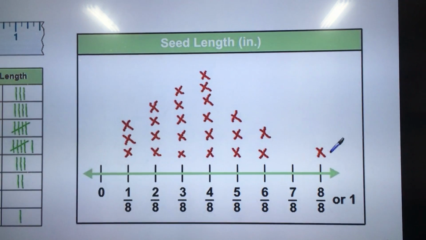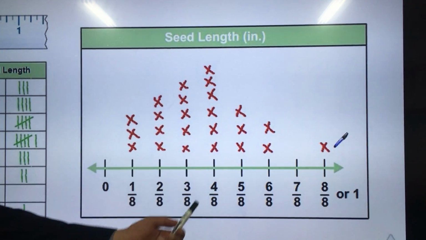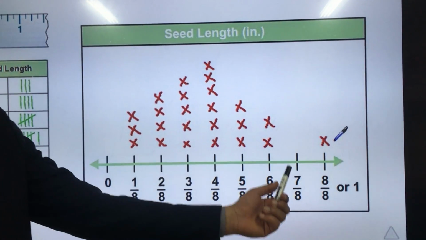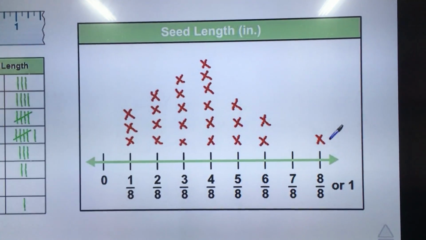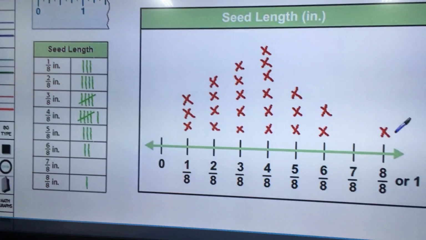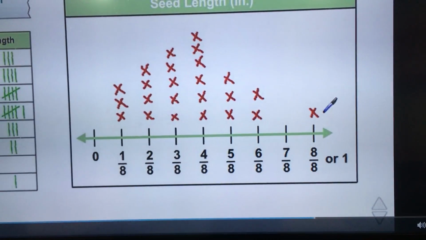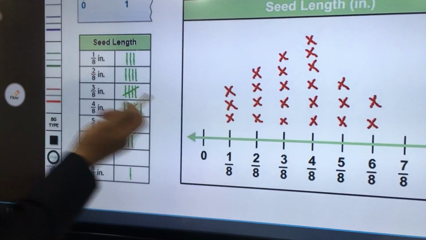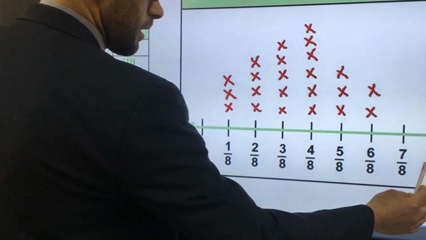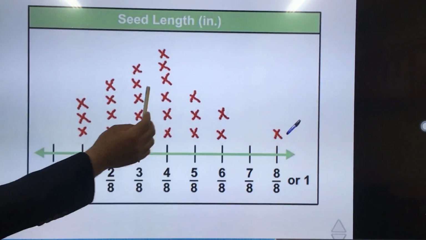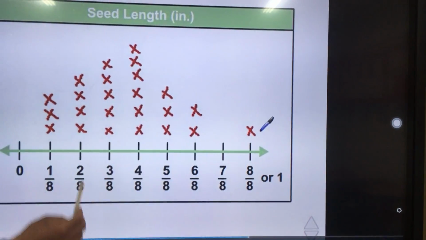1 out of 8, 2 out of 8, 3 out of 8, 4 out of 8, 5 out of 8, 6 out of 8, 7 out of 8, 8 out of 8 means 1. Which one is the greatest? Which one is the greatest number of seeds? I heard someone say 8. No, 8 is the length. The greatest one is the one which has more x. Which one has the greatest number of x?